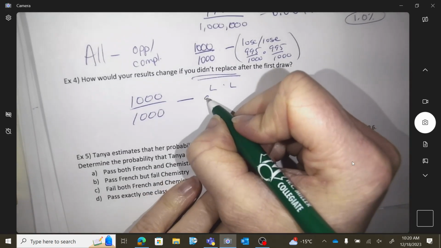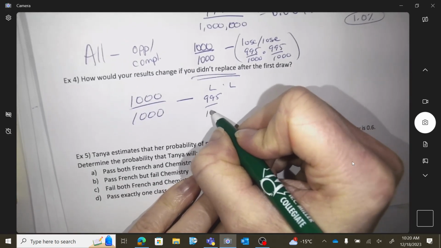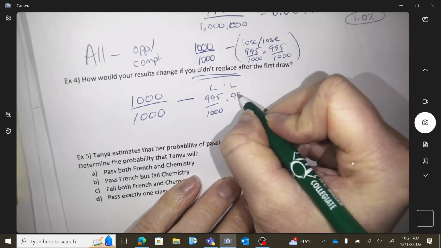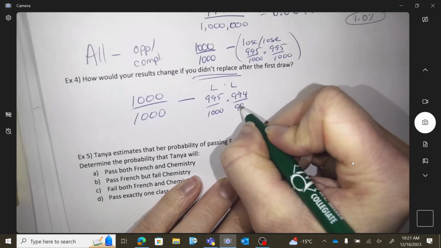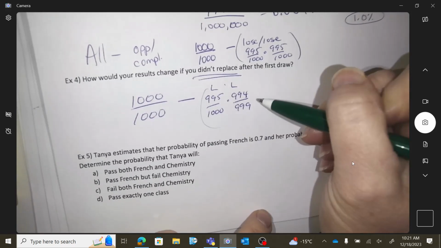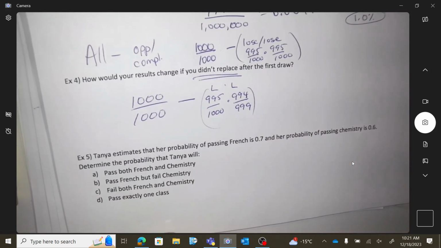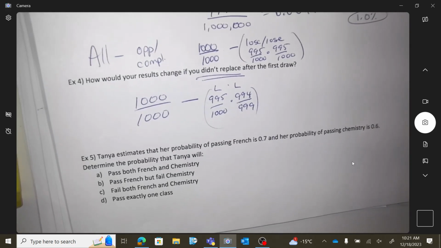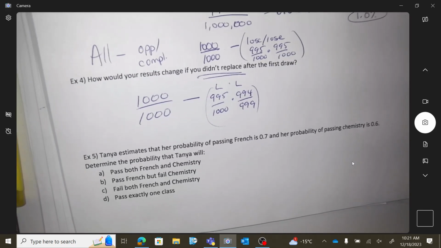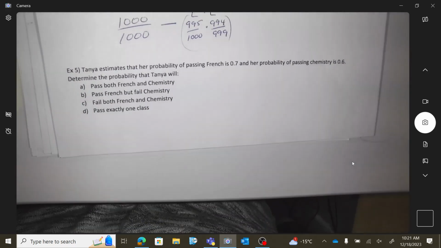The same as times 994 over 999. 1 less, 1 less, yeah. So that's kind of the idea, okay? You would calculate it, but we're going to move on. Okay, so just what's happening.